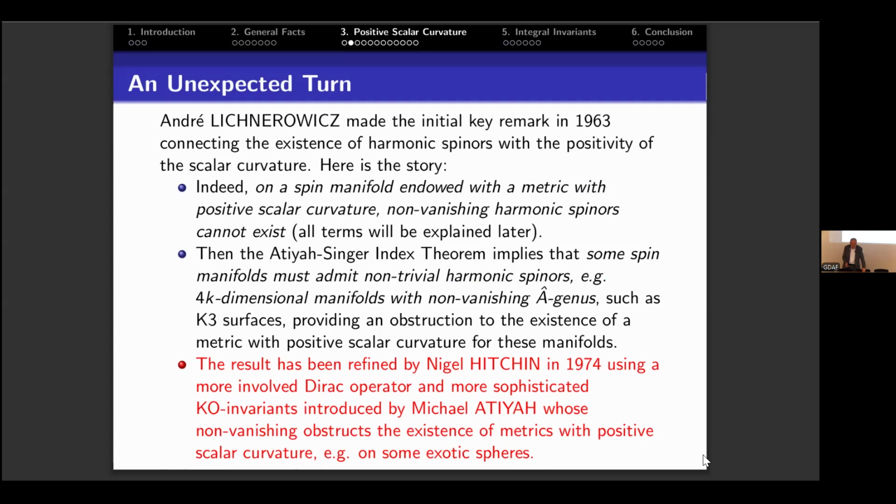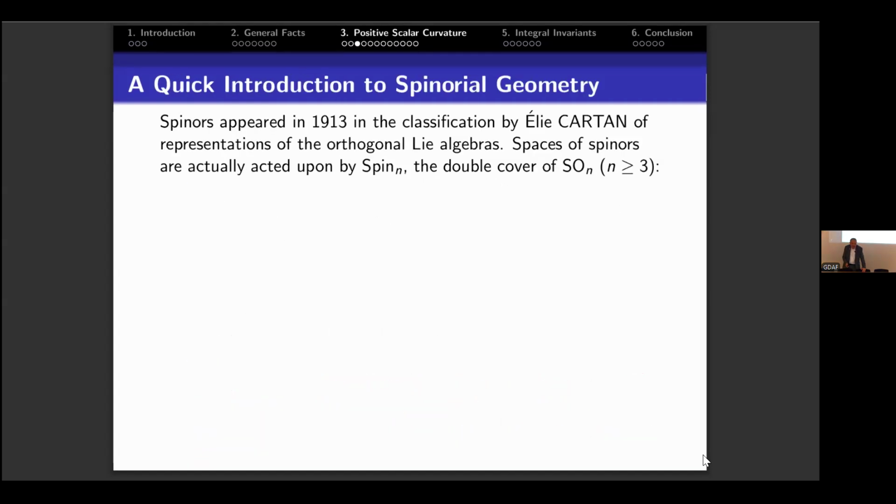Okay, so let me try to define all these terms. I'm going to say a few words about spinorial geometry. So I go back to the first time spinors appeared in mathematics, which was 1913.